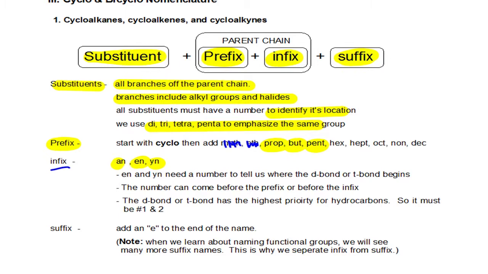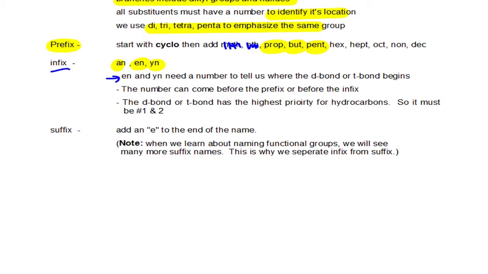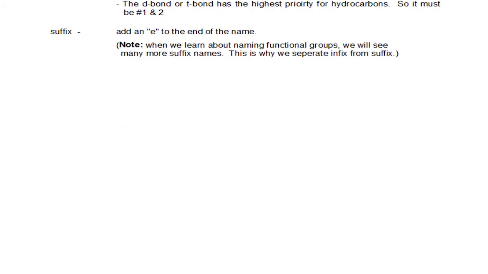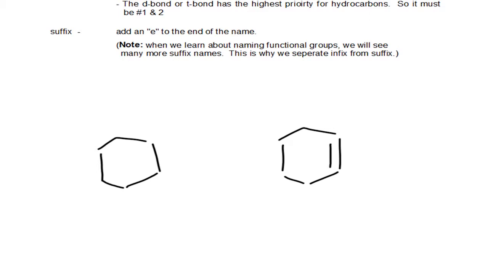Now, what I wrote here is that the alkene and the alkyne have to have a number to identify where it is. Let me just show you what I mean by this. So let's do an example. Let's do 3 examples. Well, actually, let's just do 2 because we're just starting out. So here's a double bond right here. Now, these are 6-membered rings. If I number around the ring, it's 1, 2, 3, 4, 5, 6.